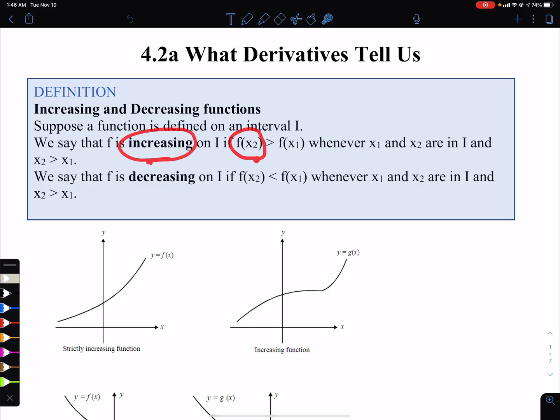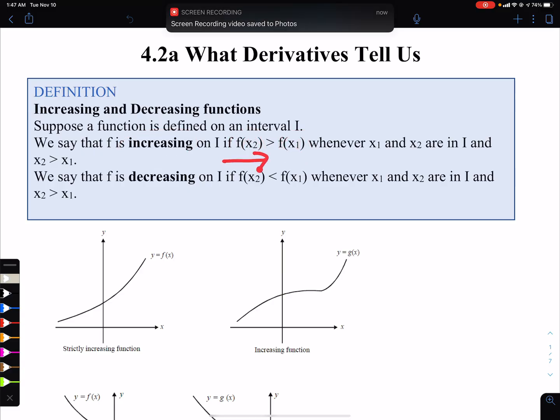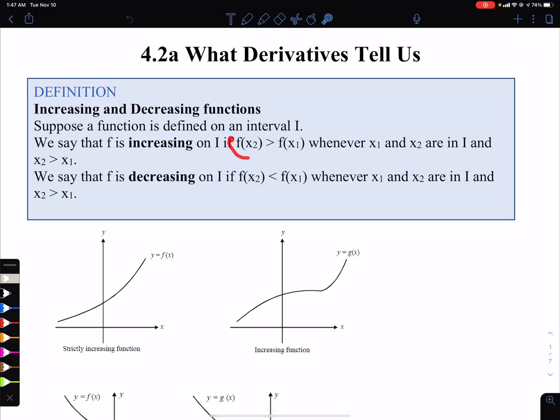The value of the function at one point must be greater than the value of the function at another point whenever x2 is bigger than x1. What does that mean? As you move left to right, the point to the right of any other point must be bigger. If that happens for all x2 bigger than x1, then it's increasing. And similarly, if the point on the right is smaller than the point on the left, you are decreasing.